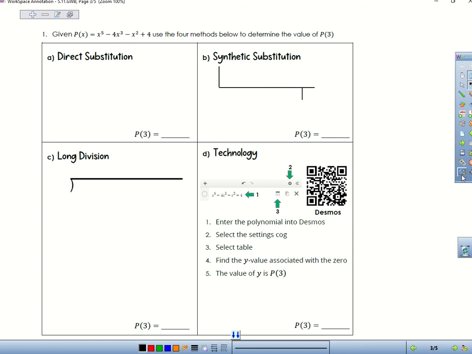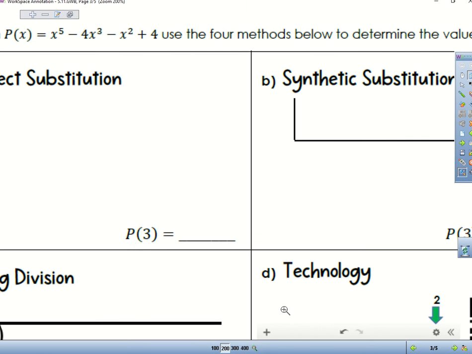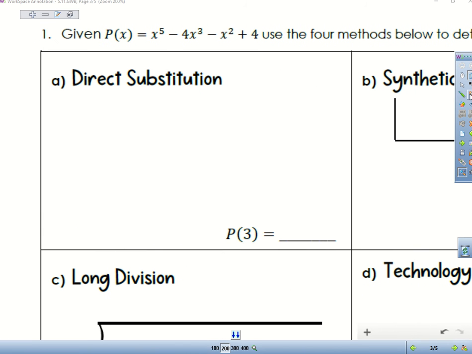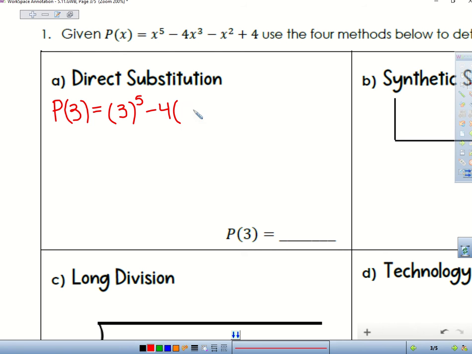So let's go ahead and practice some concepts today. We're given a polynomial, and we want to use these 4 methods to determine the value of p of 3. So we're going to use direct substitution. Everybody is familiar with this method. You basically just take p of 3. It's asking p of 3, so you're just replacing every x with 3 in the equation, okay? So you're just taking out x, throwing it out, and replacing it with 3.